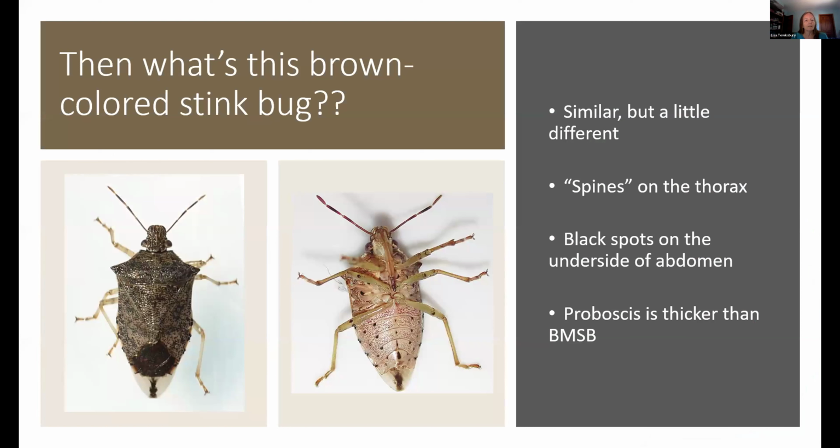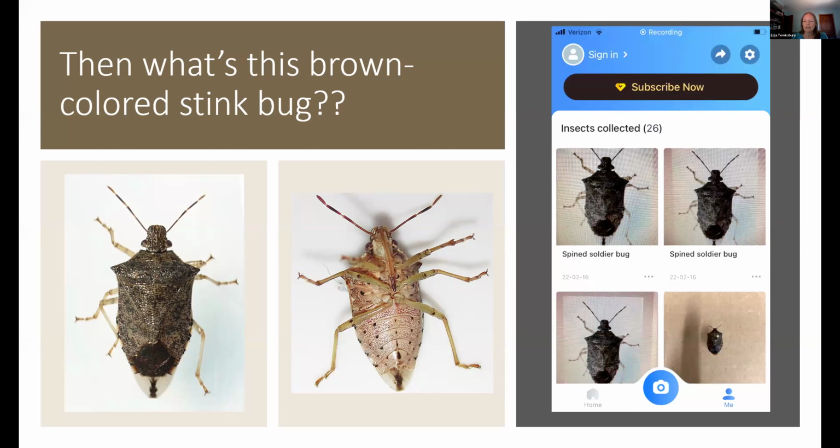So here's another stink bug, also brown. It's similar. It's got some spines on what I call its shoulders, just below the head. The proboscis is that feeding tube. This is a sucking insect, so it's got a feeding tube coming down the front of its body. This one is a little thicker than the brown marmorated stink bug that we just looked at. So let's see if maybe we can identify what this one is.